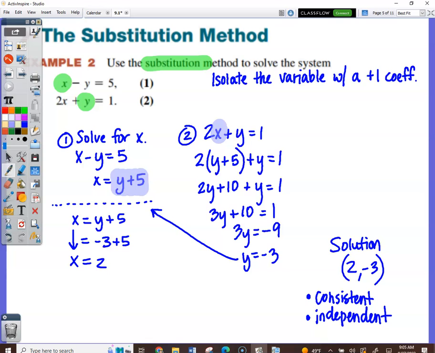How do you feel about solving by substitution? Now, I wrote way more up here than what you normally would write. I did that in case anyone was struggling with it. Normally you wouldn't have to write that much.